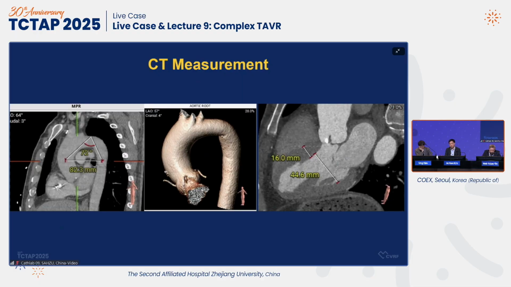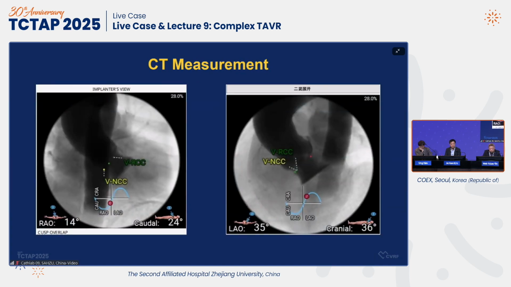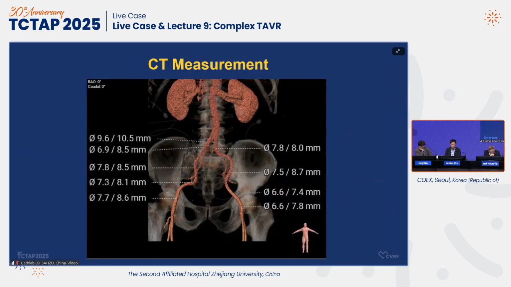And the aortic arch angulation is okay, so it's no problem for the valve. We can pass it smoothly, I think. Next one. This is a projection. For the bicuspid, just like the tricuspid, we will usually use the cusp overlap implantation technique. Next one. The femoral artery is good, so access is no problem. We will select the right femoral artery access today. Next one.